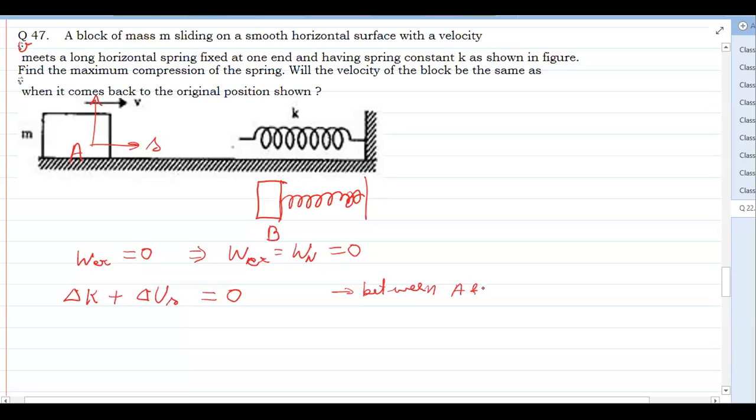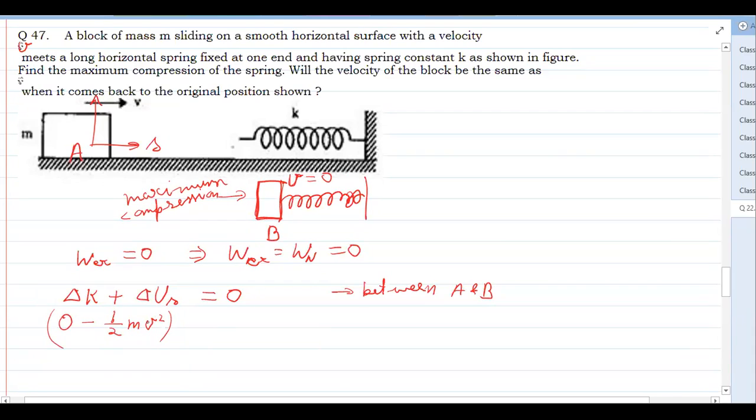At A, the kinetic energy is half mv square, and at B the kinetic energy is 0. So the final kinetic energy is 0 and the initial is half mv square. At maximum compression, the object stops for a moment, so the velocity will be 0. That's why we have written velocity 0.